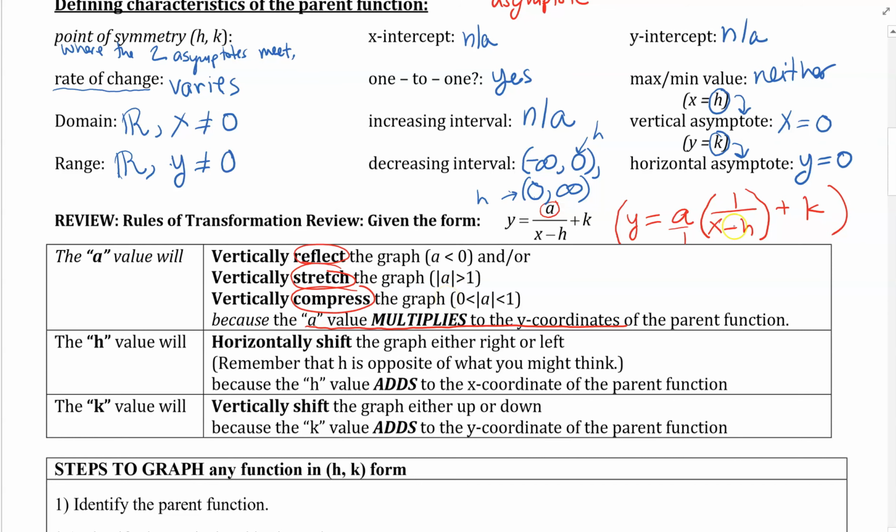And the h value, which is thought of as the thing inside the function, in this case it's in the denominator with x, it adds to the x coordinate and therefore moves the graph right or left, but we have to remember it's always the opposite sign from what you see in the equation. And the k value, which is thought of as being outside of the function, usually after the parentheses, is adding to the y value, and so it moves the graph either up or down. That was the same, again, with all of our other parent functions.